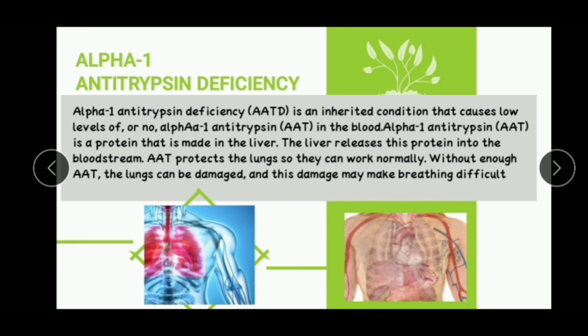alpha-1 antitrypsin deficiency. Alpha-1 antitrypsin deficiency, or AATD, is an inherited condition that causes low levels of, or no, alpha-1 antitrypsin in the blood. Alpha-1 antitrypsin is a protein that is made in the liver. The liver releases this protein into the bloodstream. AAT protects the lungs so they can work normally. Without enough AAT, the lungs can be damaged and this damage may make breathing difficult.